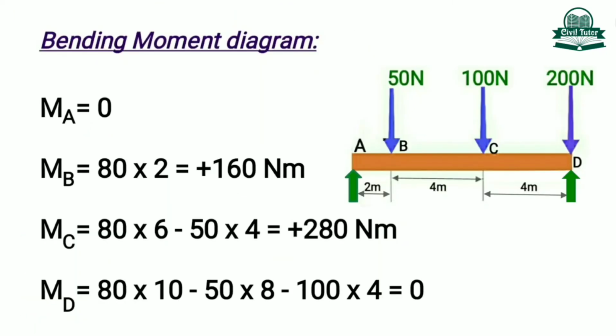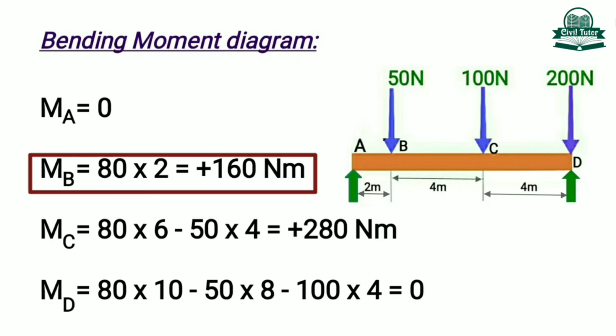For bending moment diagram, we need to calculate the values of bending moments at each of the points A, B, C and D respectively. As I have shown you already in my previous tutorials, how to calculate the bending moment at any point in a beam. So bending moment at point A will be 0. At point B, the bending moment will be equal to support reaction RA, which is 80 Newton, into this distance, which will be equal to 160 Newton meter.